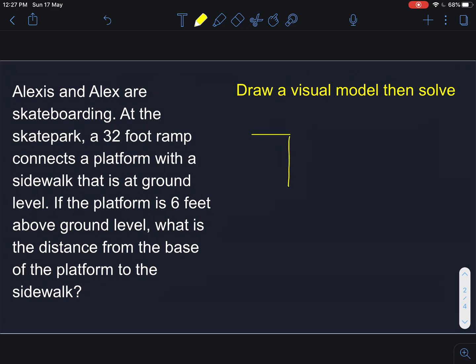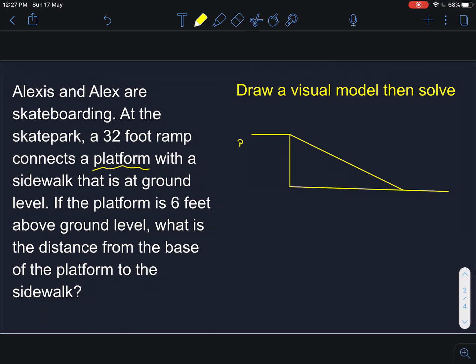Okay, so I'm going to start by drawing my platform, which is a certain distance up. Here is the ground, and I'm going to draw the ramp. Okay, so that's like a sketch, which is a good start, but there are a few things that we always want you to include with the visual model. The first thing is labels. Like in this problem, you're given a little bit of information. We're dealing with the platform.